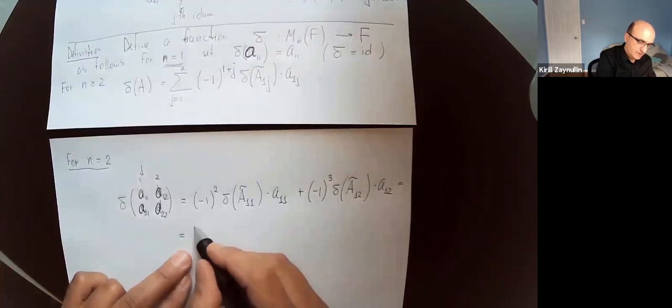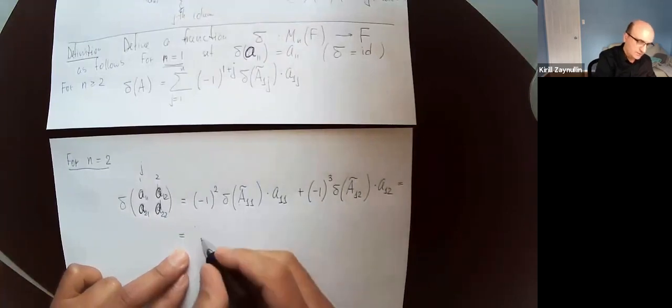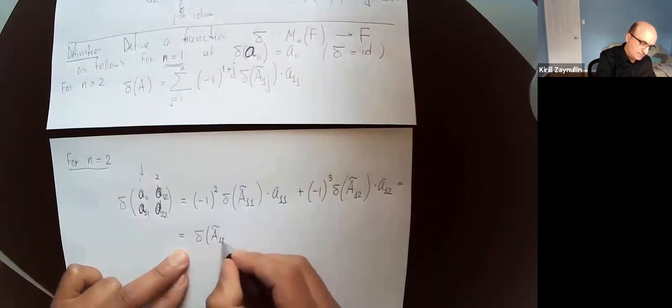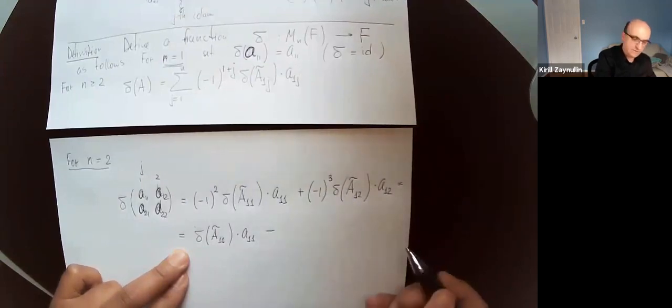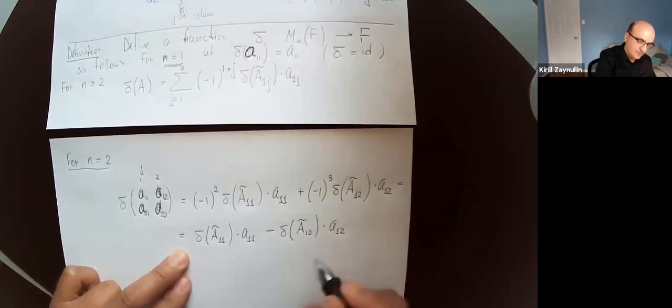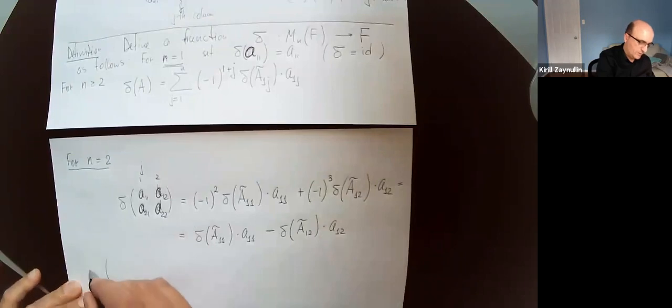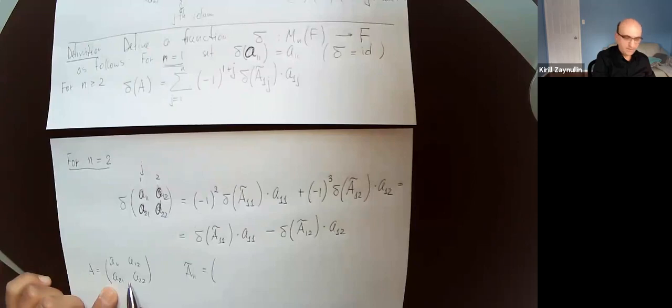Now I can simplify it a little bit. Minus 1 squared is just 1, so the sign is killed. So I have delta of A tilde 1,1 times A11. And then minus 1 to the power 3 is minus 1, so it gives me minus delta of A tilde 1,2 times A12. Now, what are those matrices? This is my matrix A, which is A11, A12, A21, A22. How do I get A11 tilde? I just need to remove the first row and the first column of this matrix, and what do I get? A22.